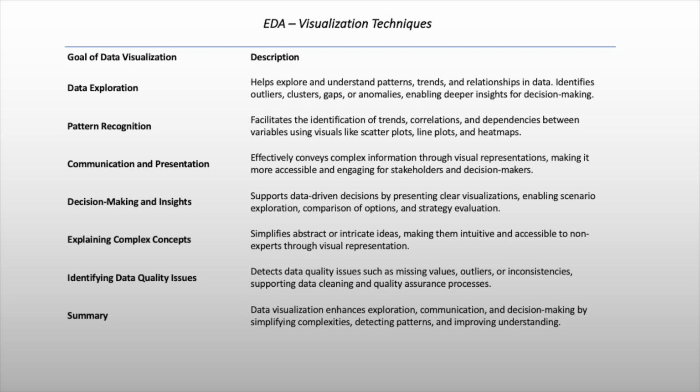In summary, data visualization is essential because it enhances data exploration, pattern recognition, communication, and decision-making. It enables analysts to gain insights, identify relationships, and communicate complex information effectively. By presenting data visually, it improves understanding, facilitates the detection of patterns or anomalies, and supports evidence-based decision-making processes.